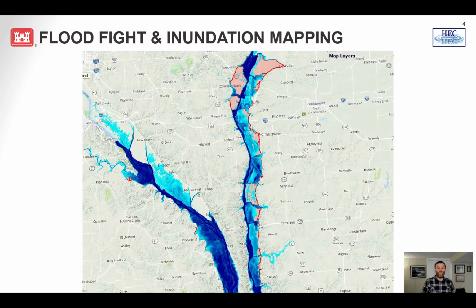So I will show some images of what these look like. And what ended up materializing is a lot of these levees didn't actually overtop. Actually, none of these did, except for this lower one down here. And I will show some videos and some pictures of what this looked like. But they were able to effectively flood fight all of these to that level and avoid all this inundation that occurred on lower Illinois.